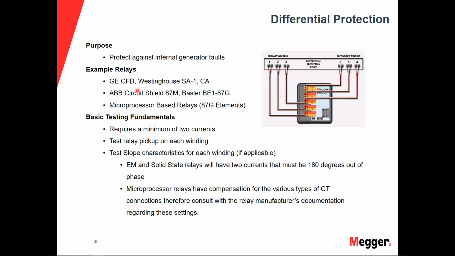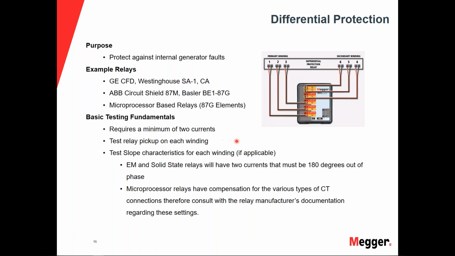We also have an example of a few relays, like an old CFD. These are electromechanical style relays. The old CAs are usually pretty popular. The ABB circuit shields are little solid state relays, though there are not too many of those out. And then Basler makes a relay as well. And then any microprocessor based relay that has any type of 87 elements can be used: 87G, 87GD, 87TD for wrapping the generator or any other protected device outside.